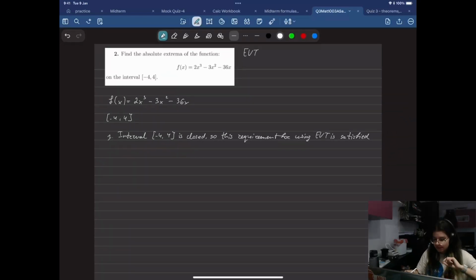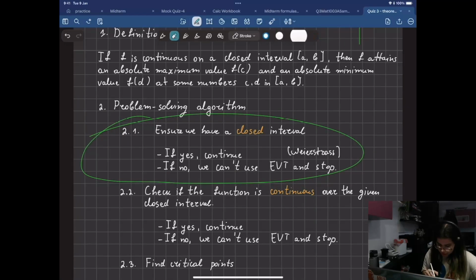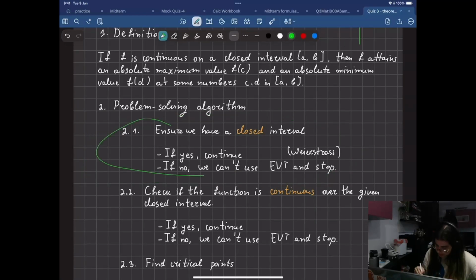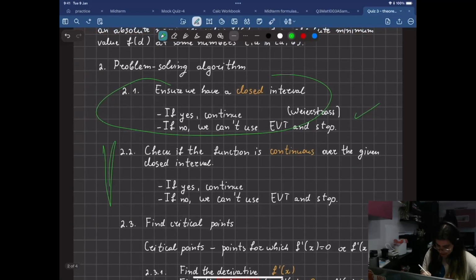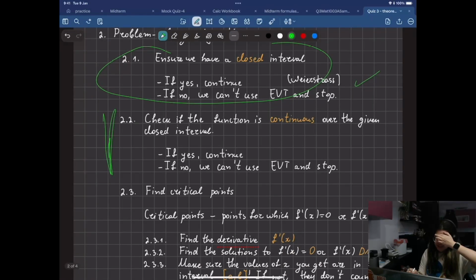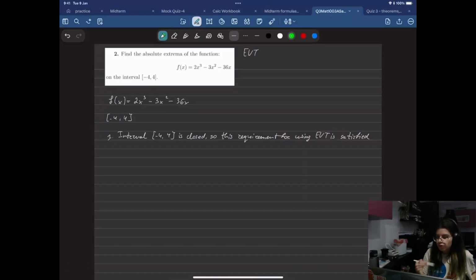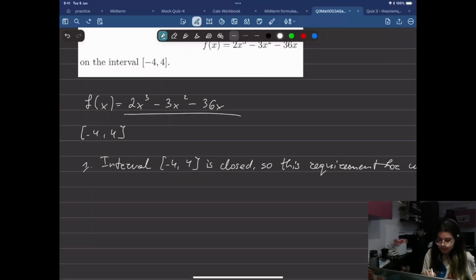What's the next thing? Next thing is to check if the function is continuous over this interval. So we are done with that part, and now we are here, okay? So how do we check if the function is continuous over the interval? We just find the domain. Now here we're extremely lucky because this is just a polynomial and there's no square roots, no fractions. So this means that this function is actually continuous everywhere. So its domain is just R, or minus infinity to infinity.